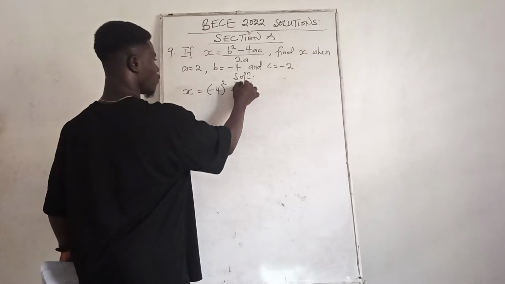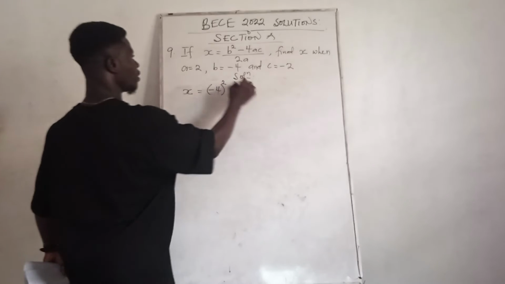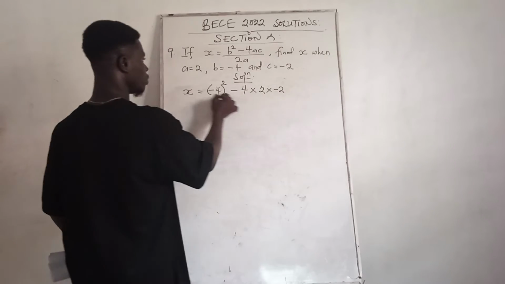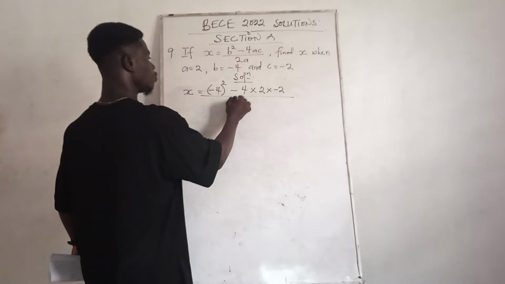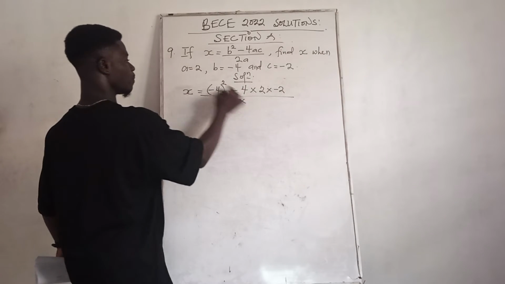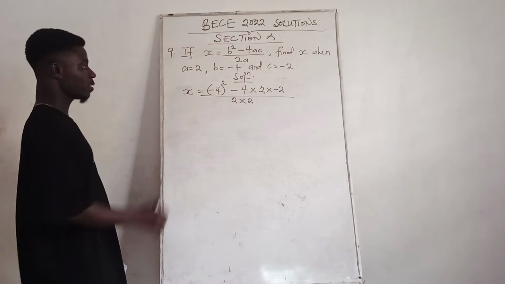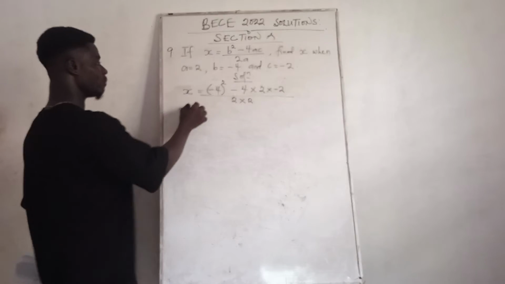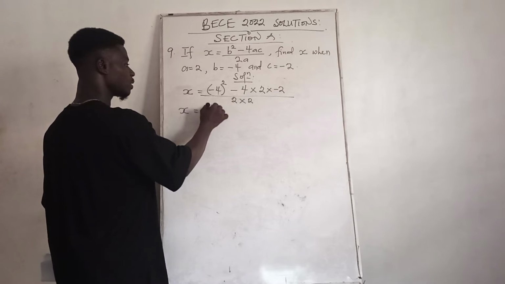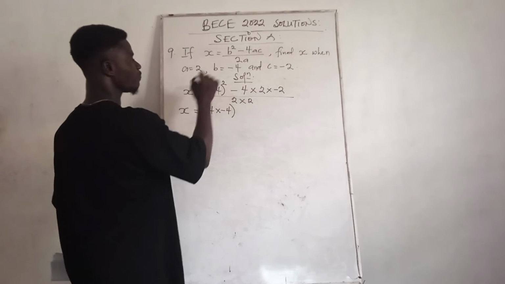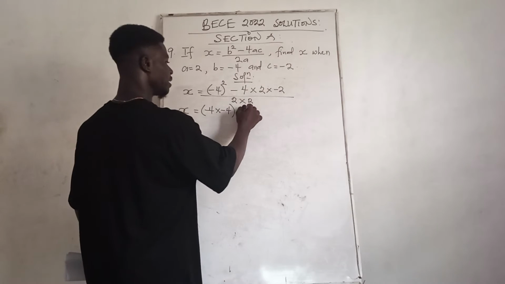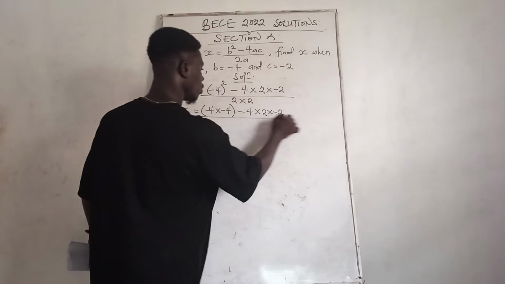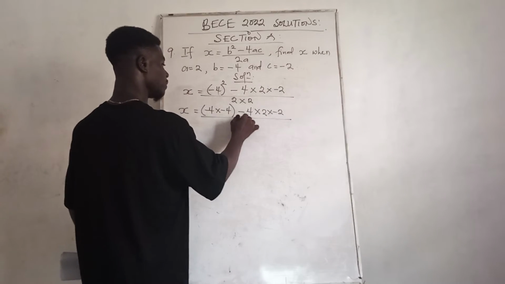Then -4 times my a, which is 2, then times my c, which is -2, all on 2 times my a, which is +2, right? So I have my x, which is equal to -4 all squared means what? -4 times -4. Then still, let's see, -4 times 2 times my -2, all on, let's say, 2 times 2.